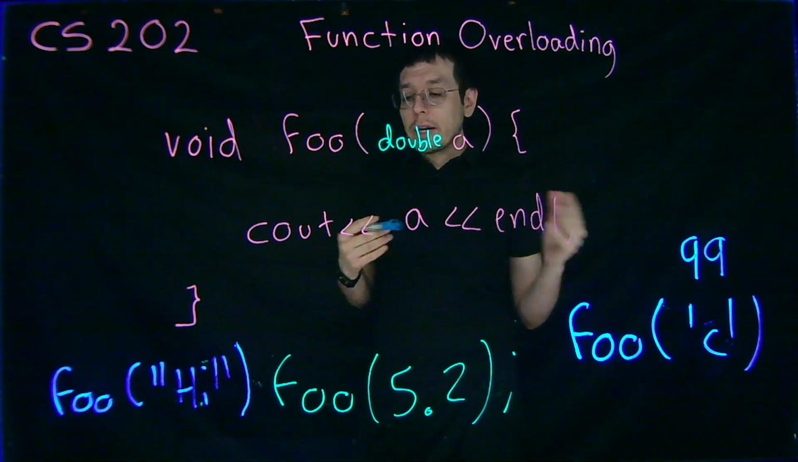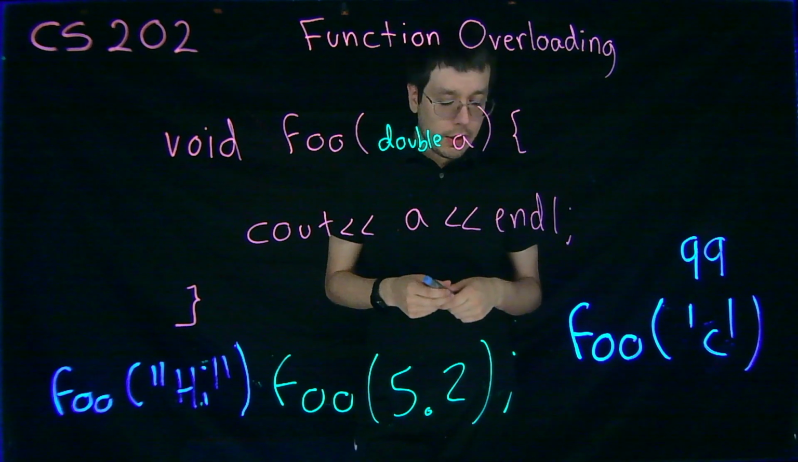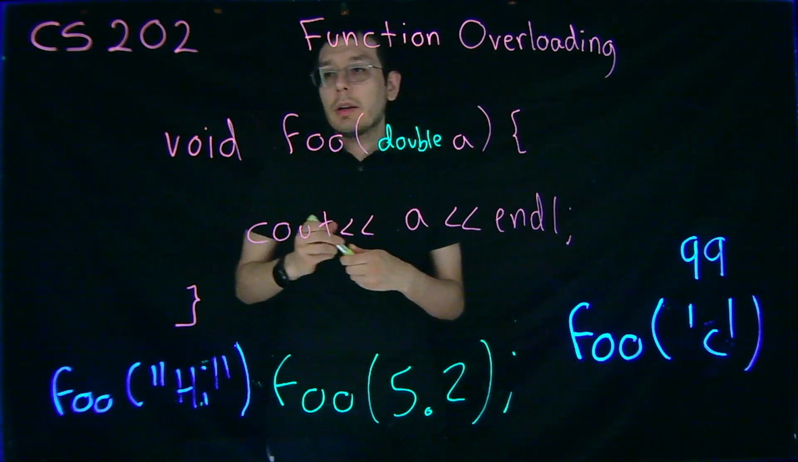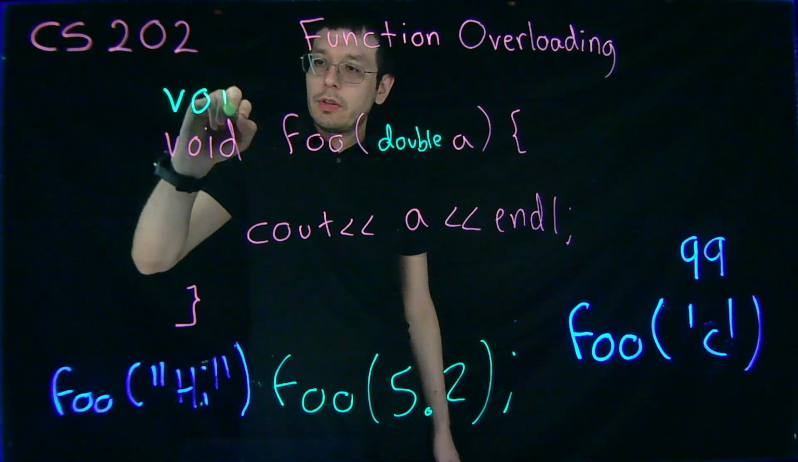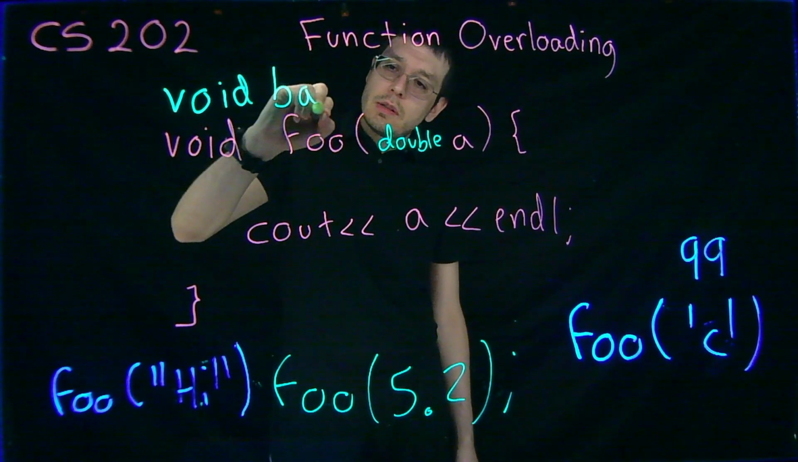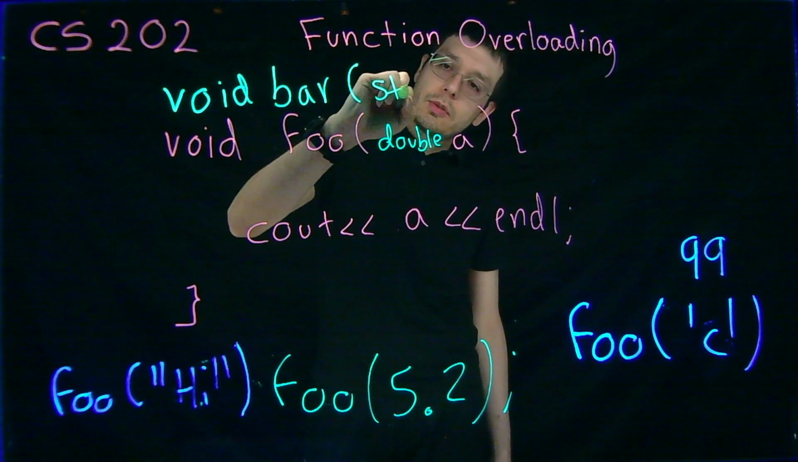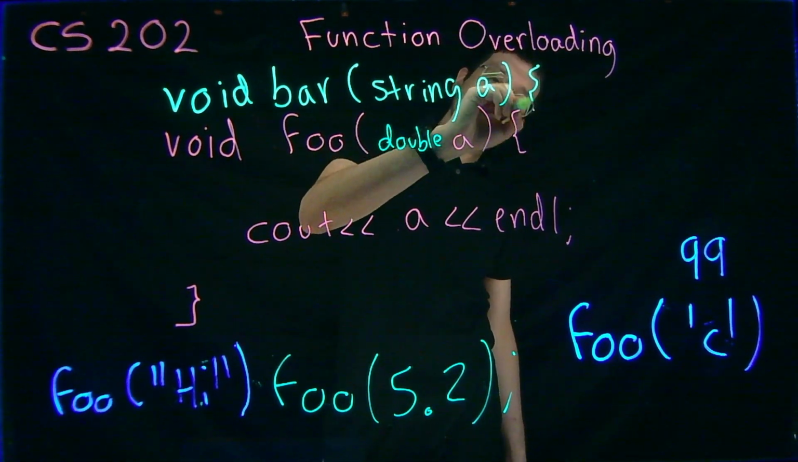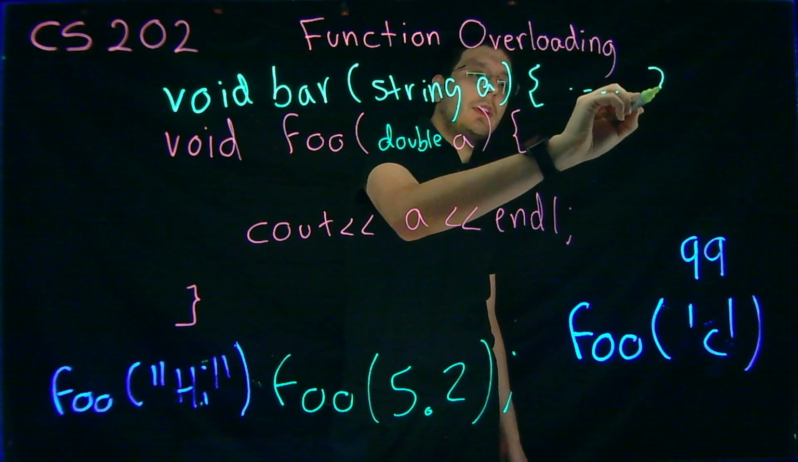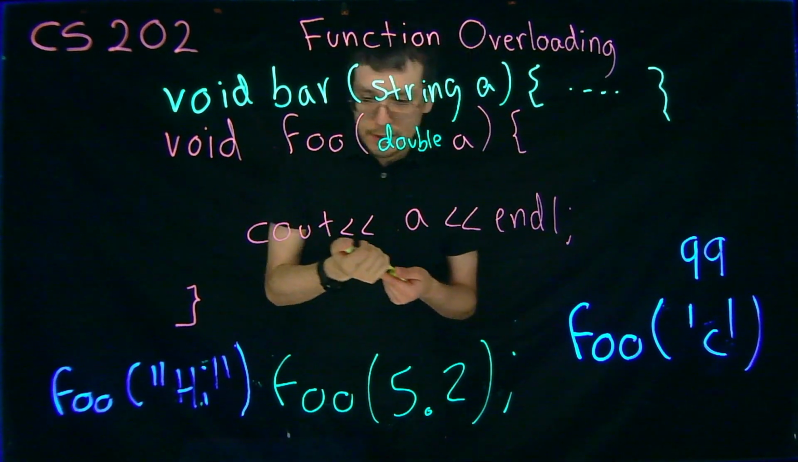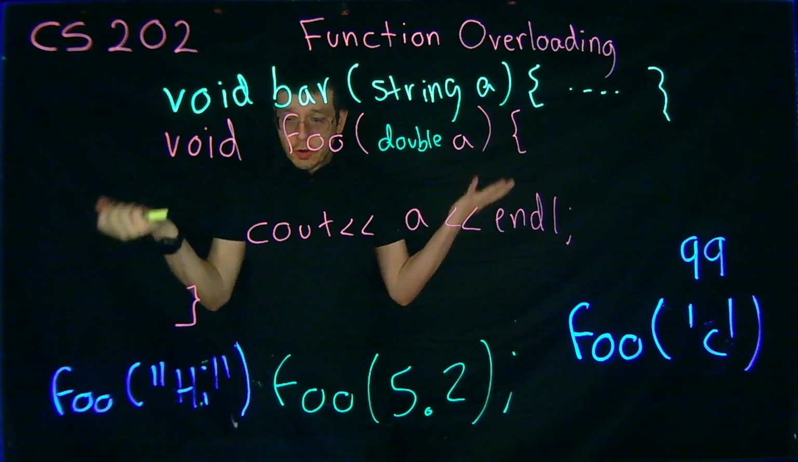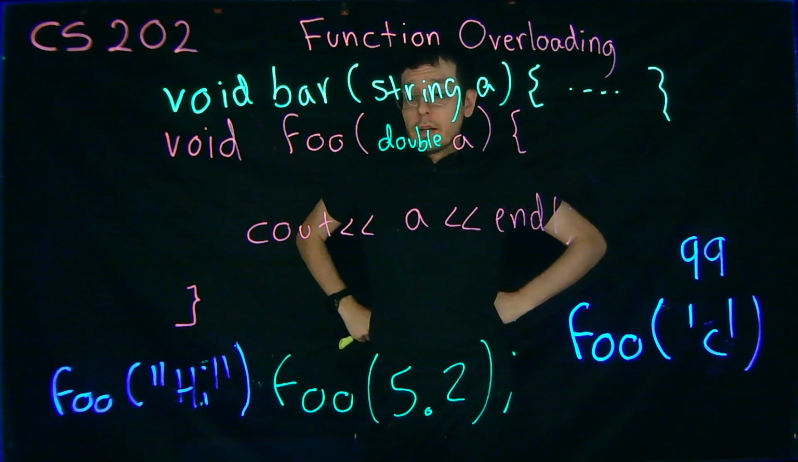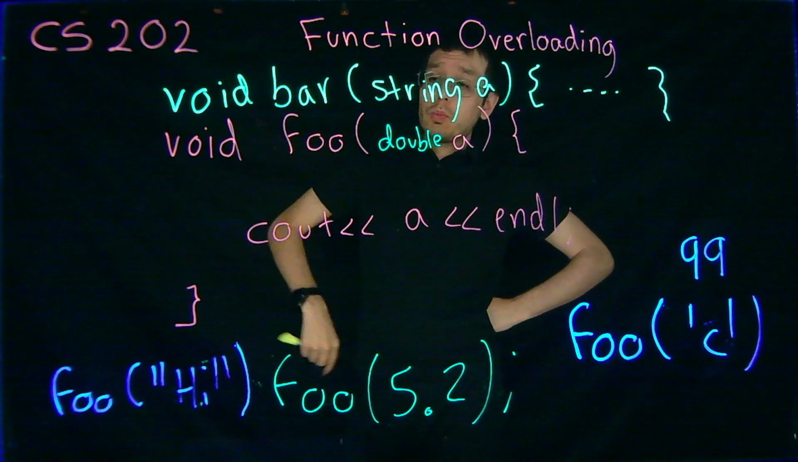Well, you could just write a brand new function and call it like bar. So I could say, let me just go ahead and write a function called bar that handles strings. So bar handles a string, a, and then blah, blah, blah. The rest of the cout statement, right? Cout a, and you're good to go, right? So you could do that. And it's okay, but your boss wants it to be called foo.